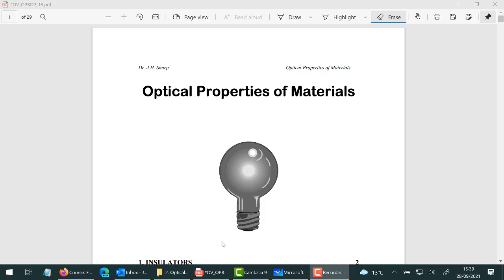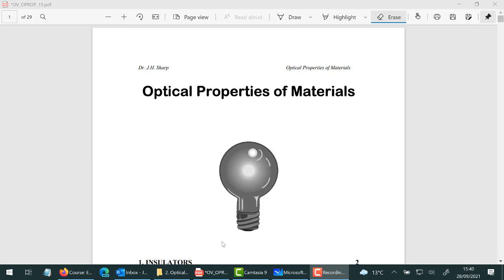So the section is optical properties of materials. If we want to understand how light interacts with materials, if we want to make use in some engineering sense of light or laser light, we have to have some basic idea of how the light will interact with various types of materials, and therefore we need to know something about their optical properties.